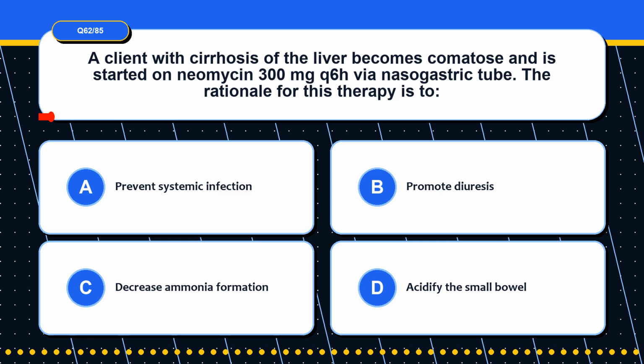Question 62. A client with cirrhosis of the liver becomes comatose and is started on neomycin 300 mg Q6H via nasogastric tube. The rationale for this therapy is to. Here are the options. Option A, prevent systemic infection. Option B, promote diuresis. Option C, decrease ammonia formation. Option D, acidify the small bowel.